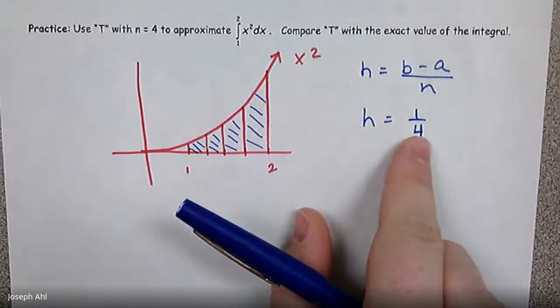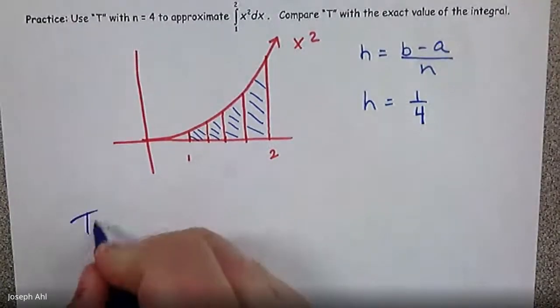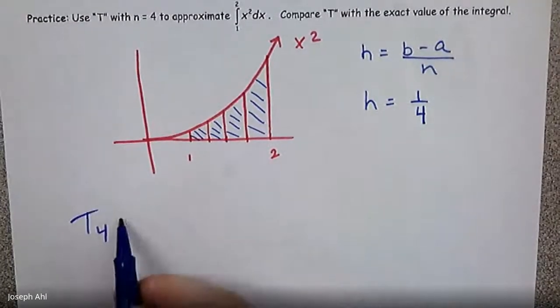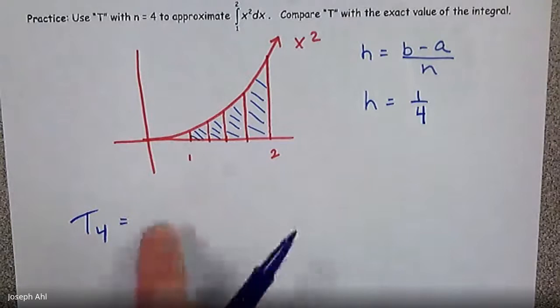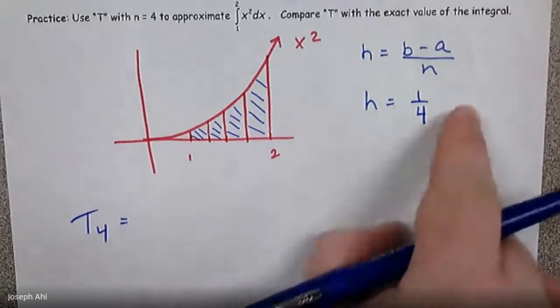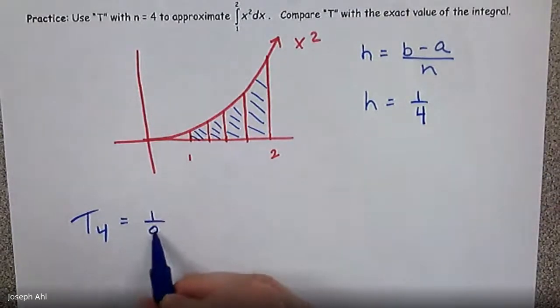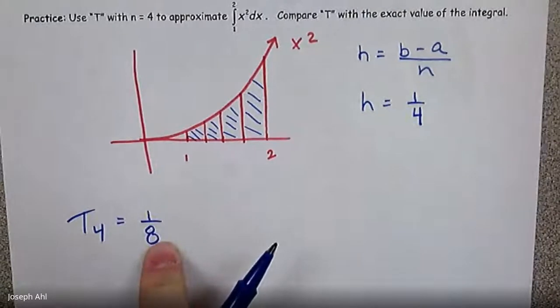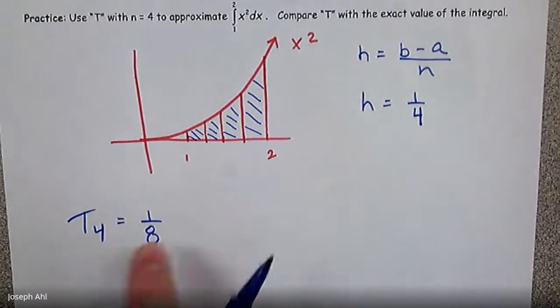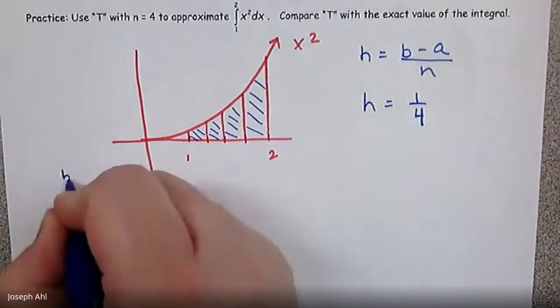So then when I go to do the trapezoidal rule for T4, remember that your formula is height over 2 times the sum of the bases. So the number out front is going to be 1/8. So just be careful with that, because the formula is h over 2.